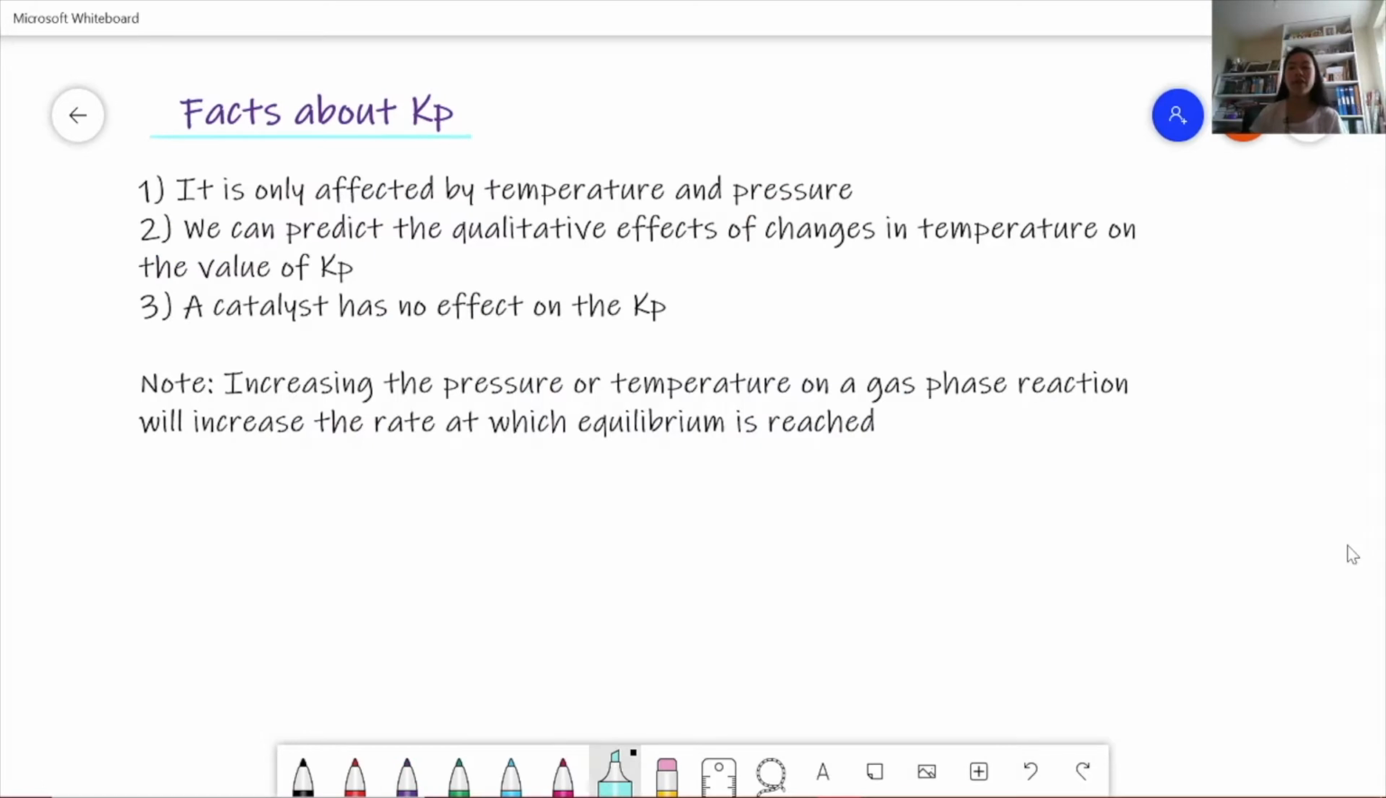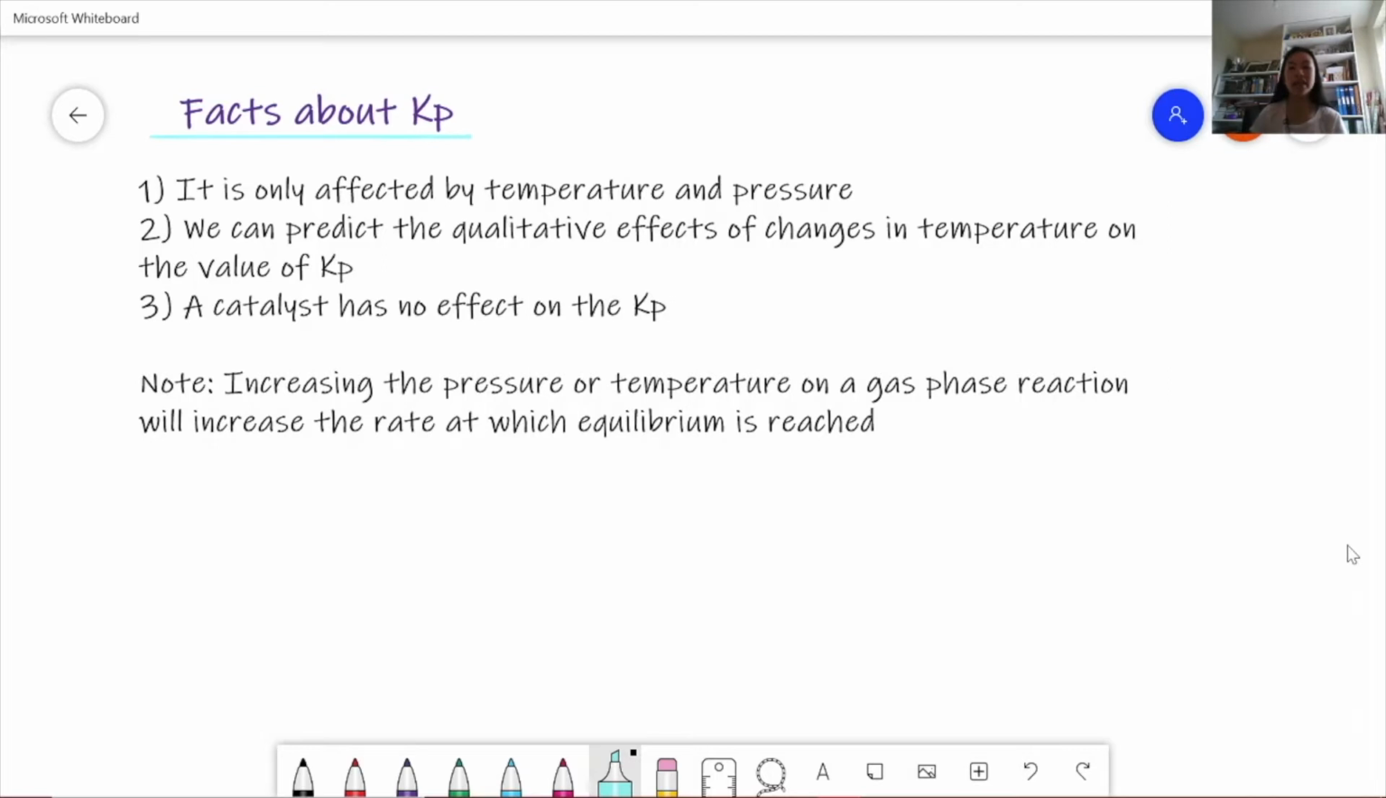So there are three very important things to remember about Kp. The first is that it's only affected by temperature and pressure. So when we alter the concentration, then it isn't affected, so the Kp stays as the same value. The second is that we can predict the qualitative effects of changes in temperature on the value of Kp. And for number three, a catalyst has no effect on the Kp.